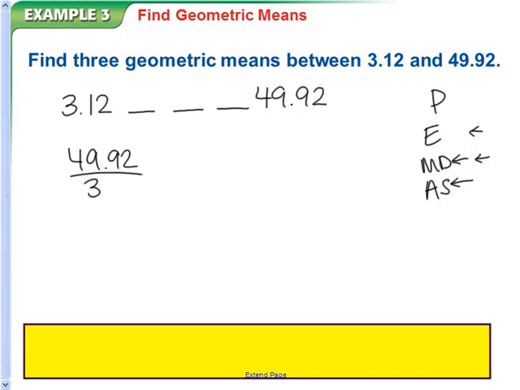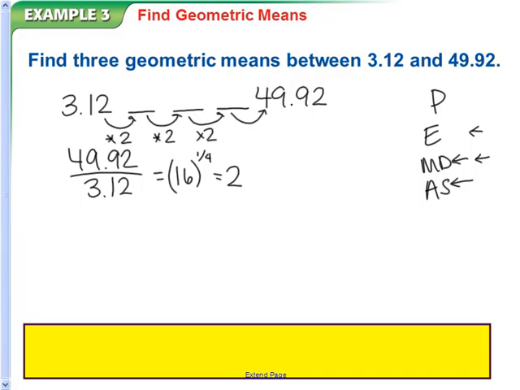49.92 divided by 3.12. And you get 16. And now how many spaces does that have to be multiplied along? 1, 2, 3, 4. So what we're going to do is raise that to the 1/4 power, or take the 4th root of that. And that comes out to be 2. So really what we're doing is multiplying everything by 2.